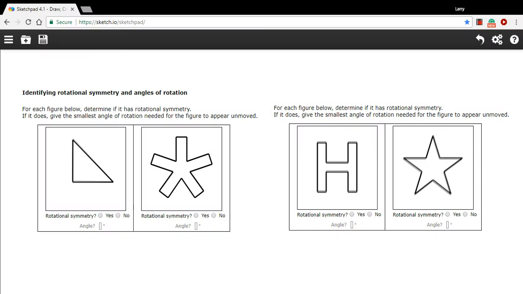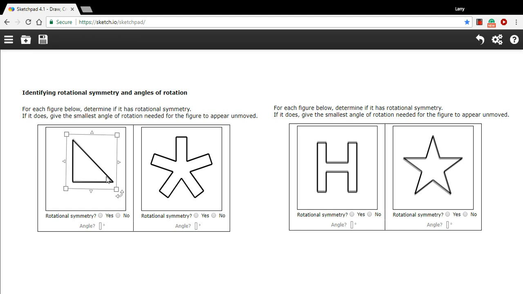In this problem, we are looking at rotational symmetry and angles of rotation. A figure is said to have rotational symmetry if you can turn it some number of degrees less than 360 degrees and it looks the same as when it started. Anything you turn 360 degrees is going to be the same because it's back where it started.